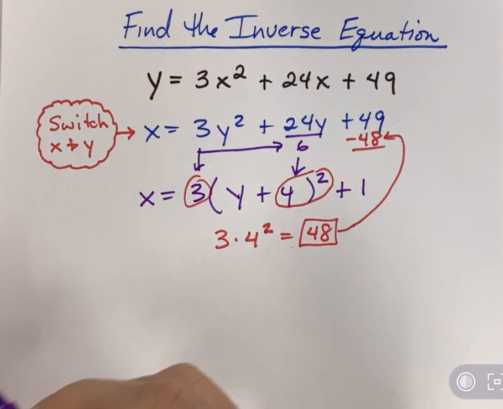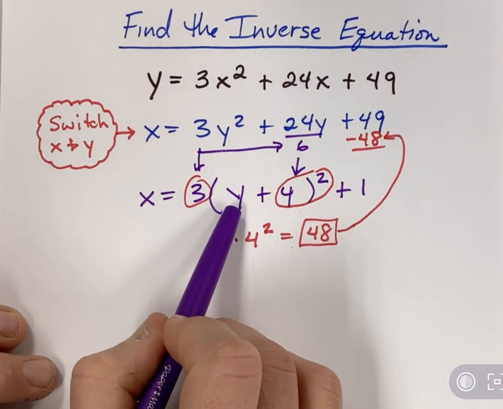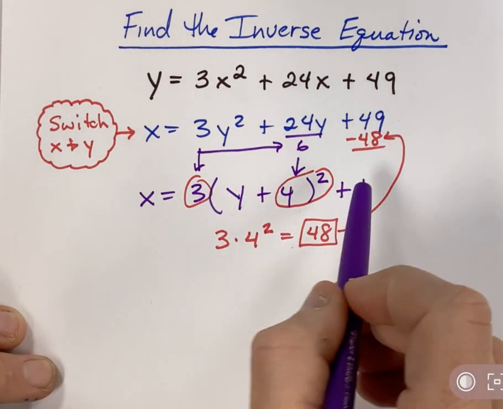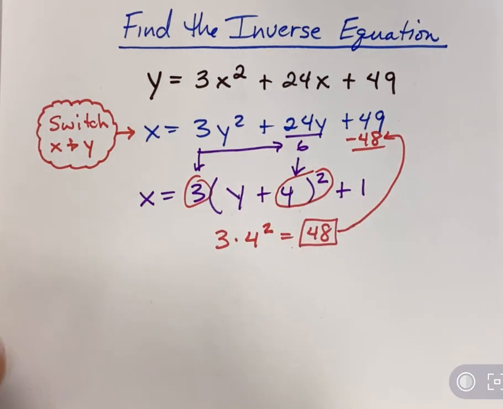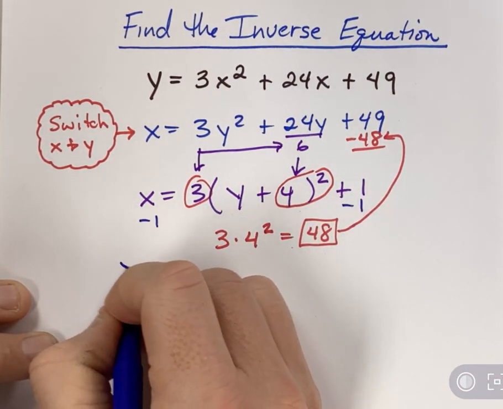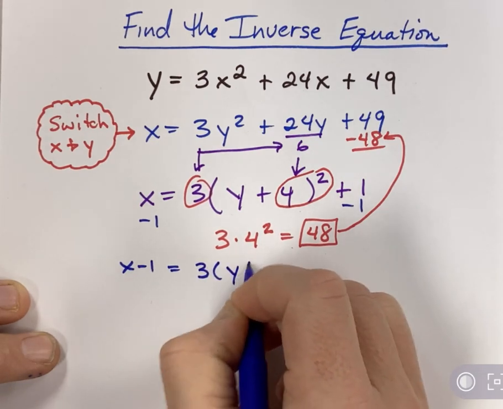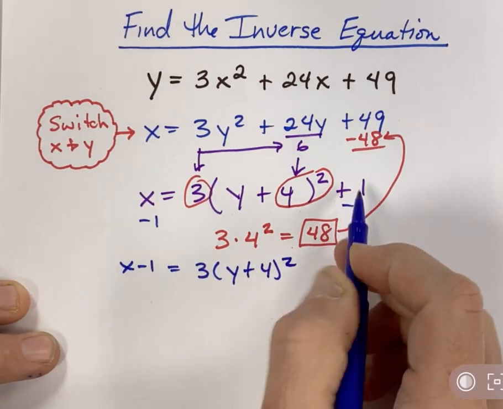Then from here, we have to finish resolving this new equation. Now that you've got it down to one letter y, after completing the square, we can start canceling things around the y, starting with the things that are farthest away first, like the plus 1. So let's subtract 1 from both sides first. Then I'm going to have x minus 1 equals 3 times y plus 4 squared. So we just got rid of the 1.